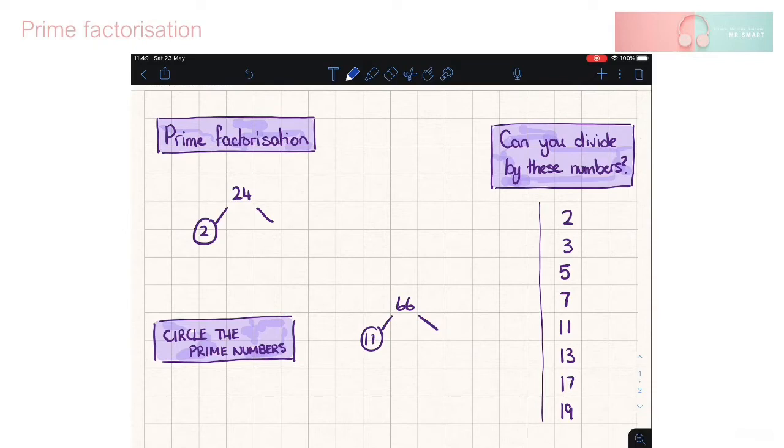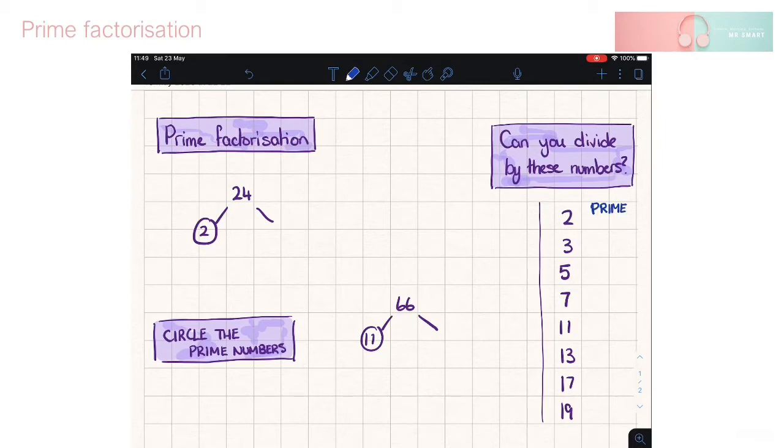In this video, we're going to be looking at prime factorization, and that is the process by which a number gets split up into a set of prime numbers that multiply to make that number up. Okay, let's look at an example. We've got a set of numbers on the right hand side. These are the first 8 prime numbers.